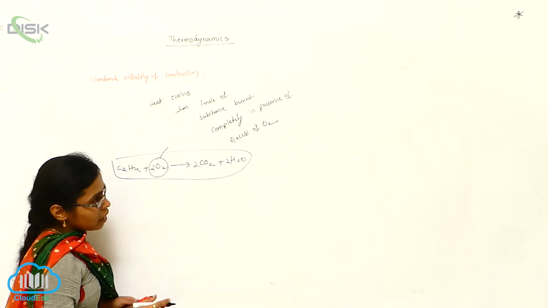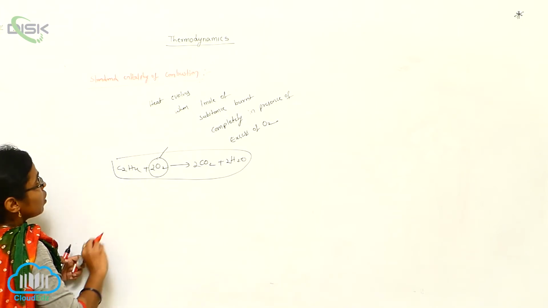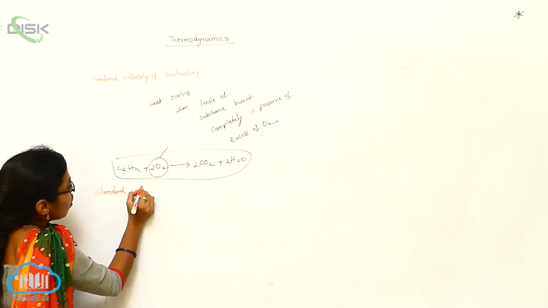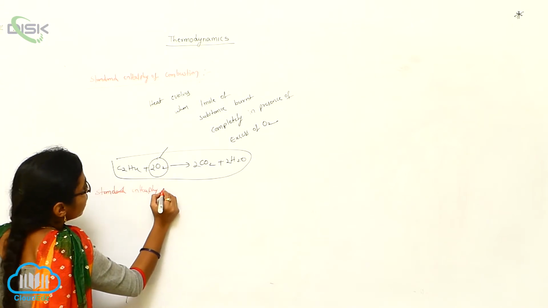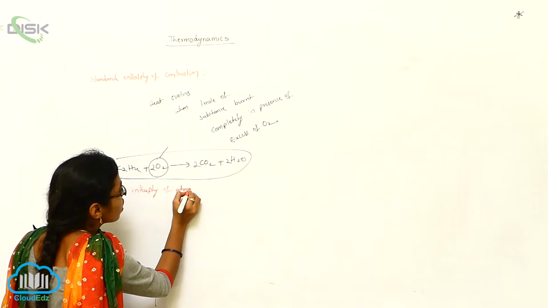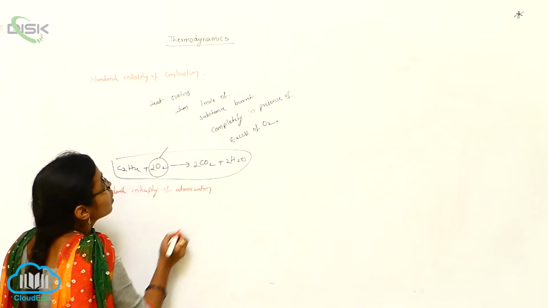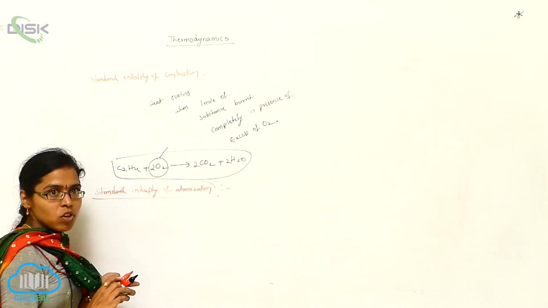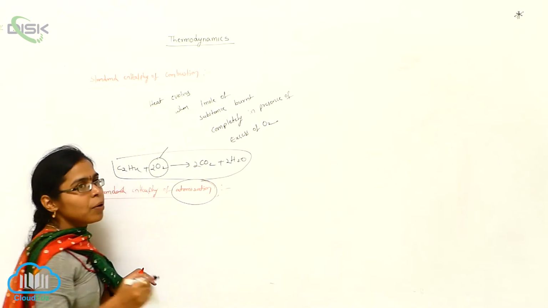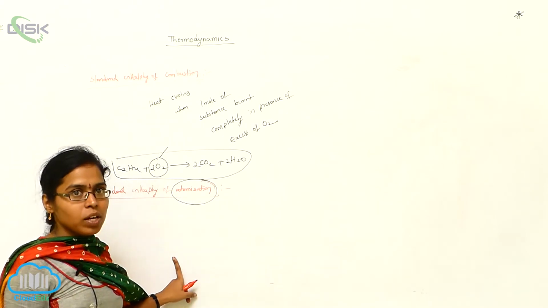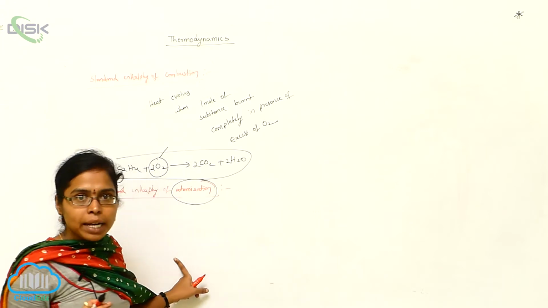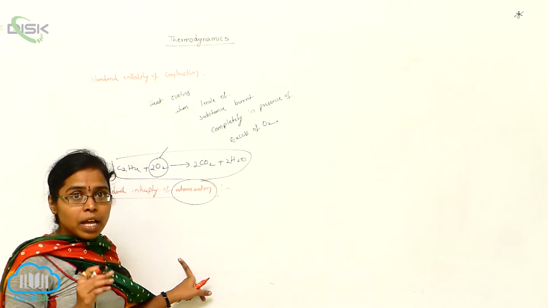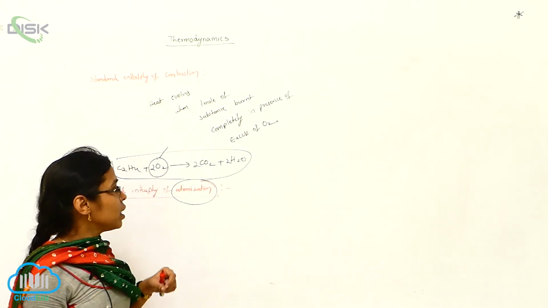Next one, standard enthalpy of atomization. Next one I want to explain is the standard enthalpy of atomization. What is the meaning of atomization? Simple one, the compound converting into atoms. The bonds present in the compound are cleaved and give the atoms.